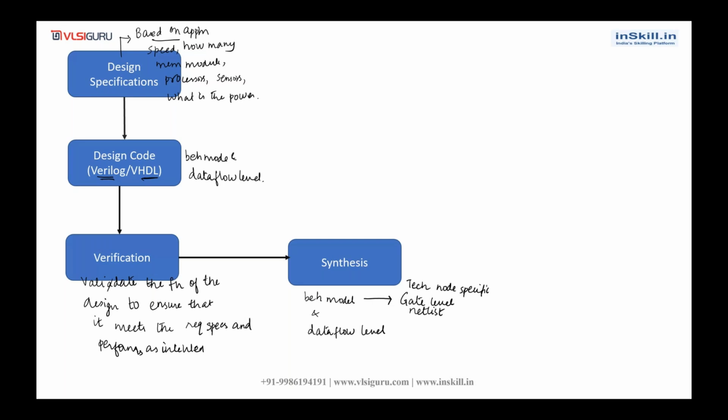You can also call it a structural form. Both are the same. So the behavioral and data flow level model code will be converted into a structural form, also called a technology node specific gate level netlist. Technology node means, for example, 28 nanometer or 14 nanometer. These are all technology nodes. So that is what happens during the synthesis stage.